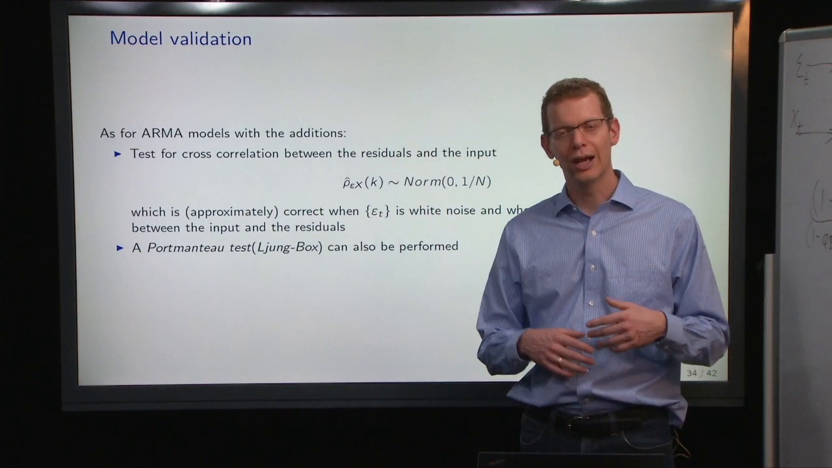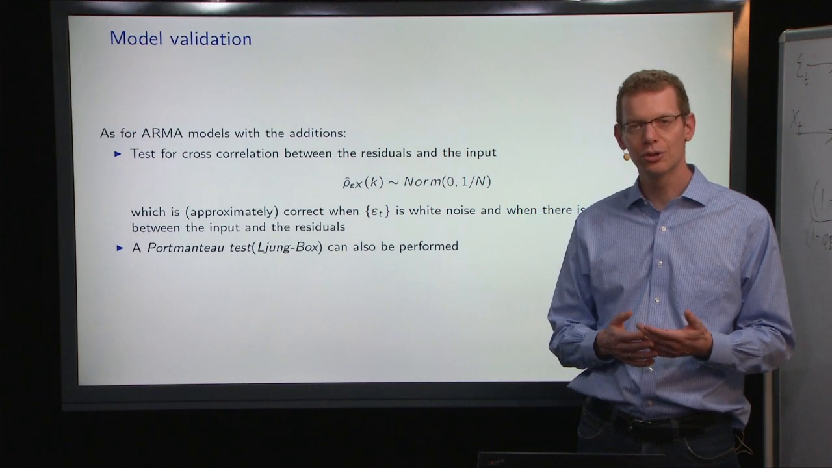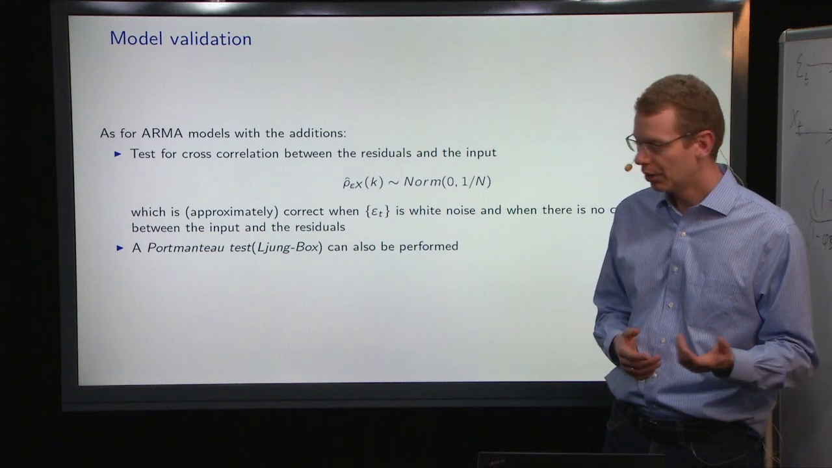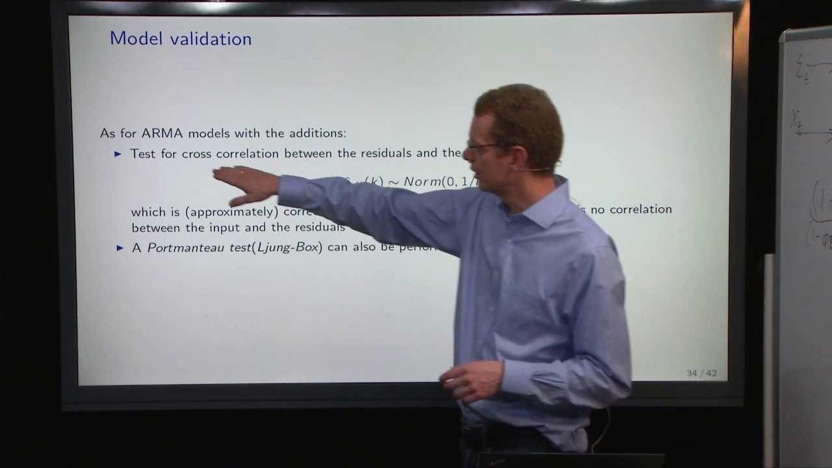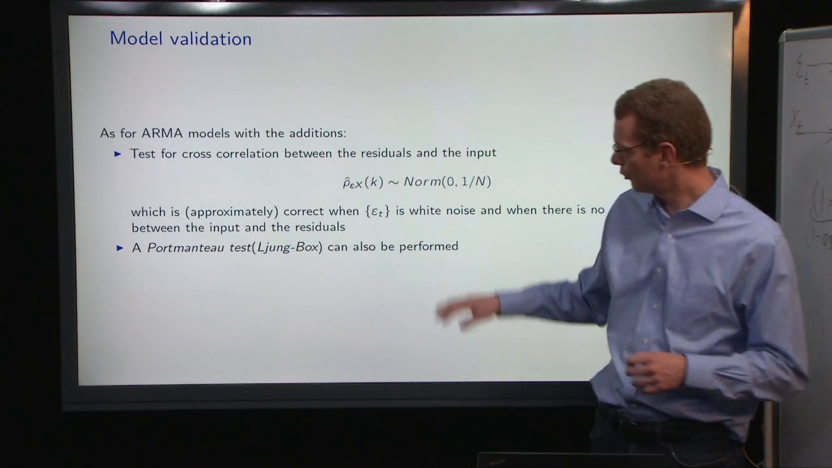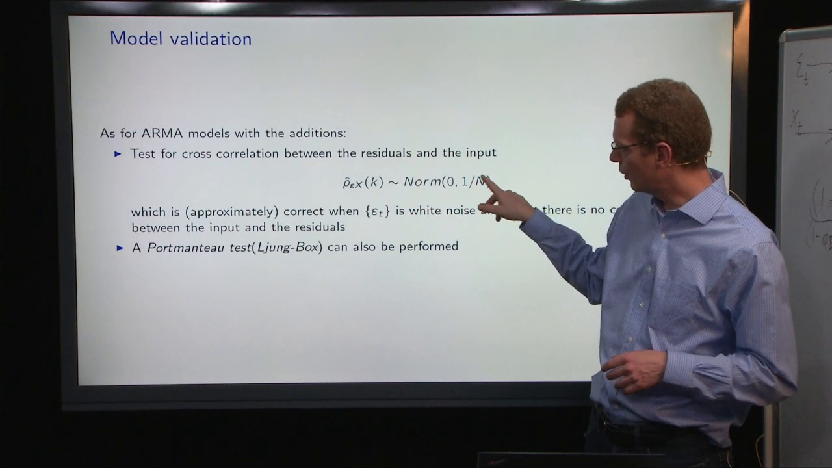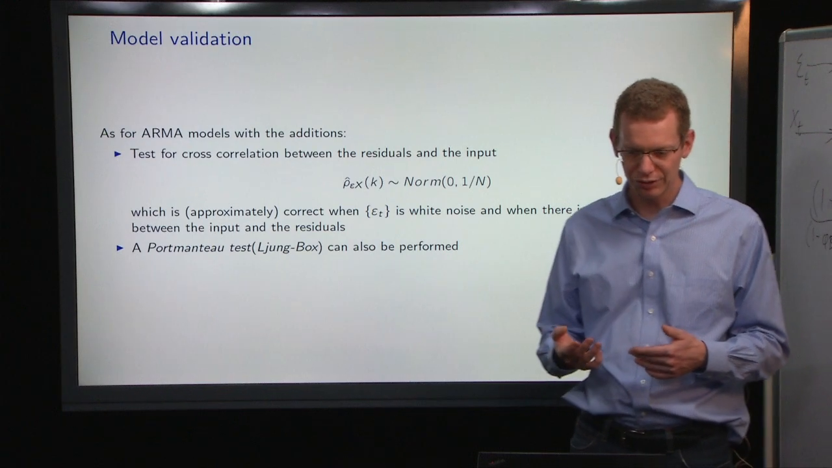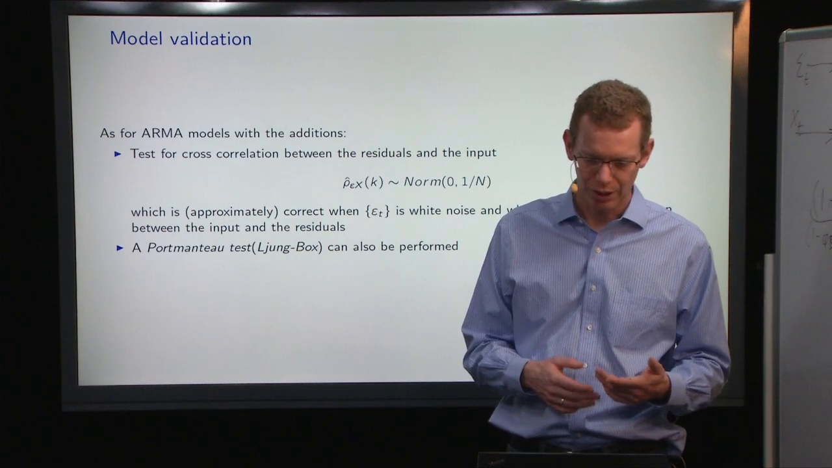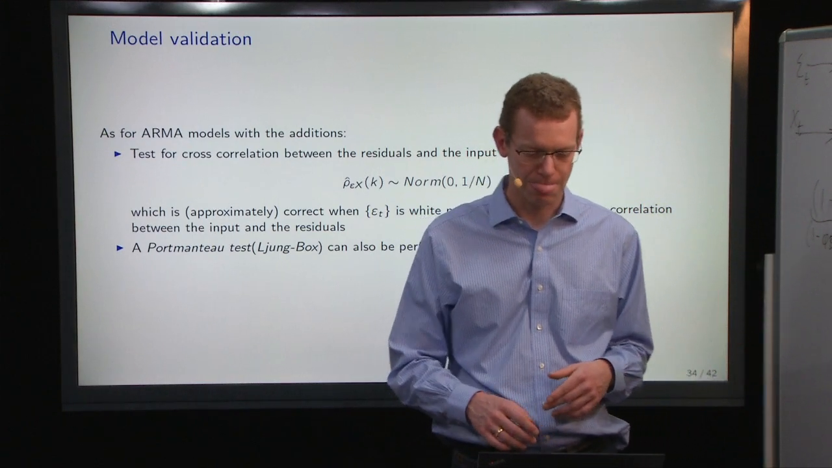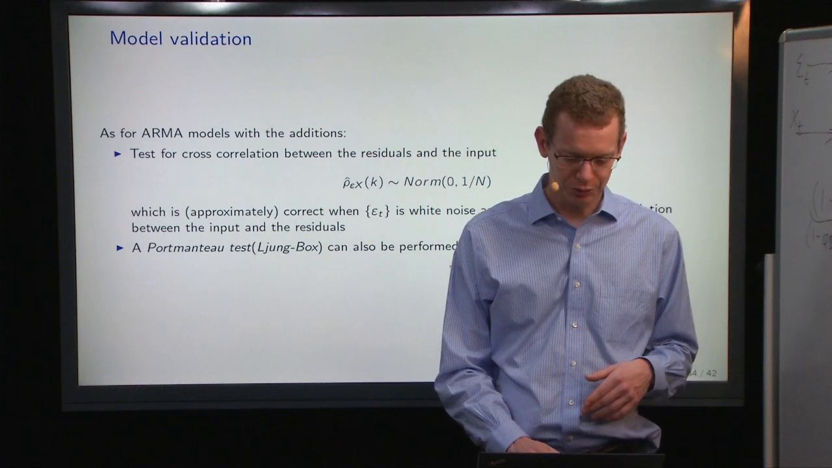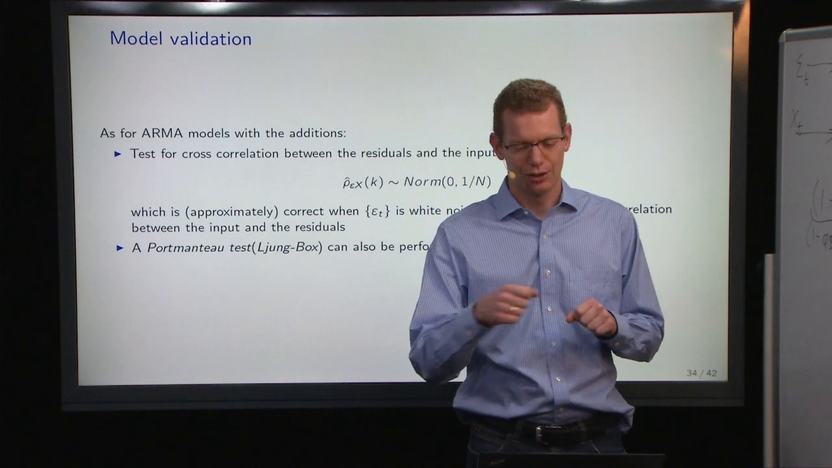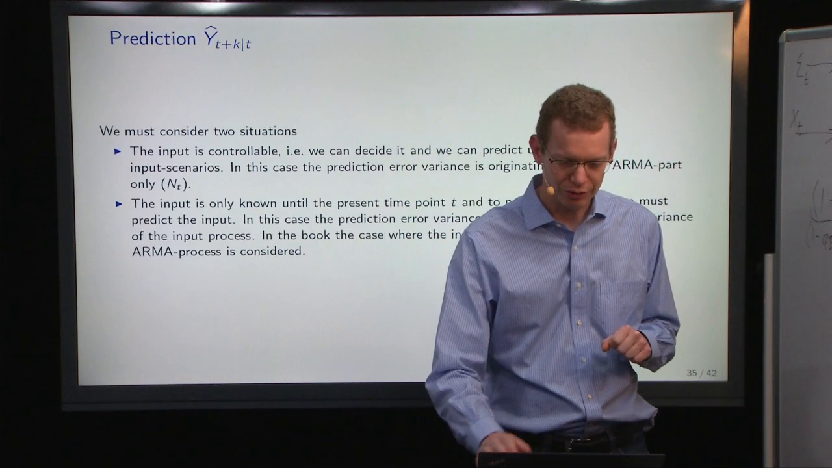So to look at validating this, you pretty much do the same thing as you did for the pure ARMA models. What you have to do as well is to test the cross correlation, and as mentioned before, the variance is 1 over n if one of the signals is white noise and they are uncorrelated. And you can also do the Ljung-Box or Box-Pierce test to test for the dependence structure and the cross correlation structure.